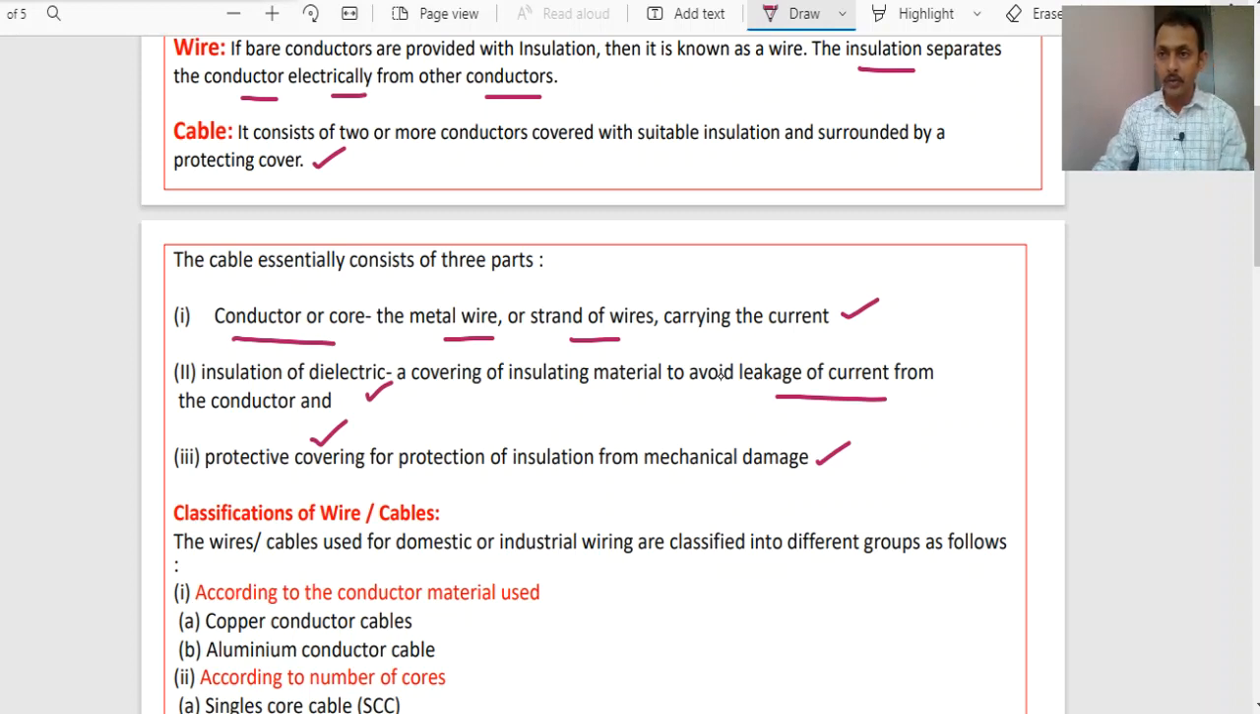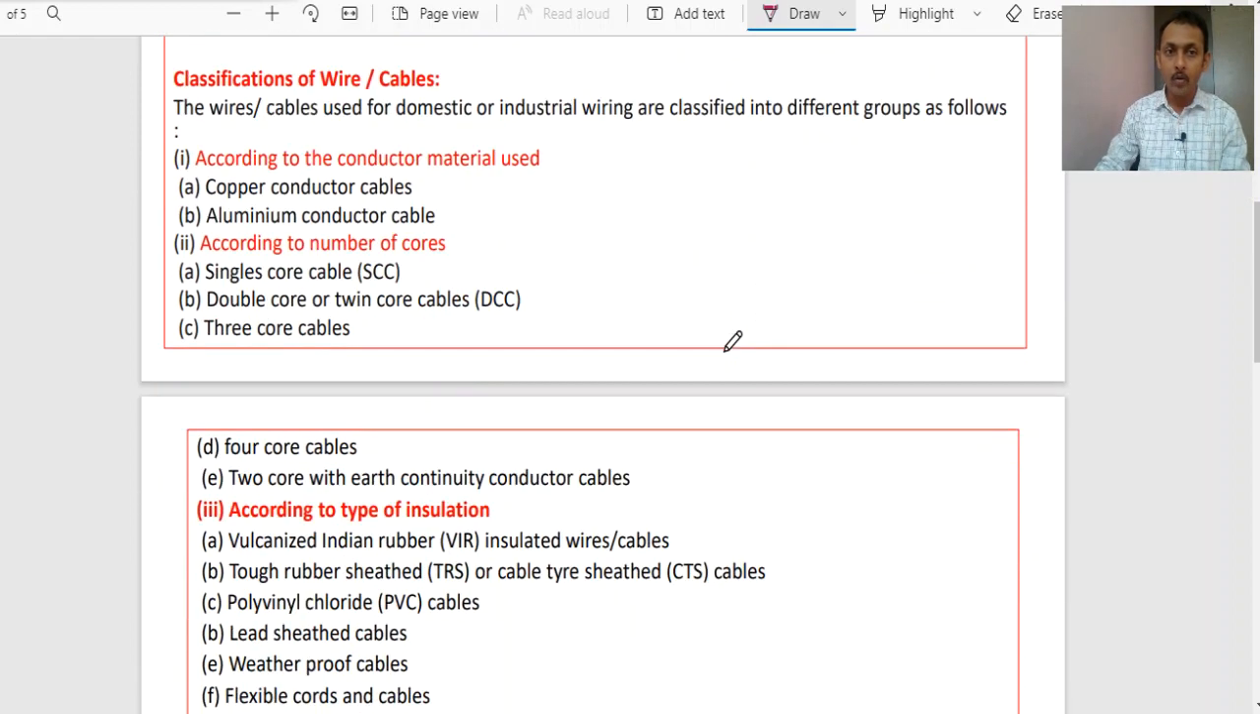Now coming to its classification, how will the classification be done, right? Depending upon the type of material used, they can be copper conductor cables or aluminum conductor cables, and according to the number of cores, it can be either single core cable or double core cable or 3-core cable, 4-core cable, or 2-core with earth continuity conductor cable. These are the different types we have according to the number of cores. According to the material, we have the copper conductor and aluminum conductor cables, right?